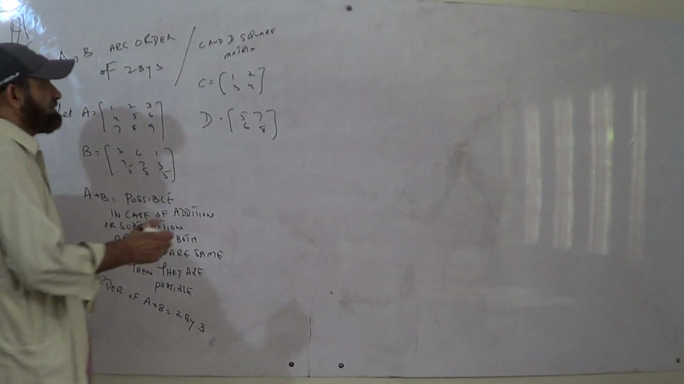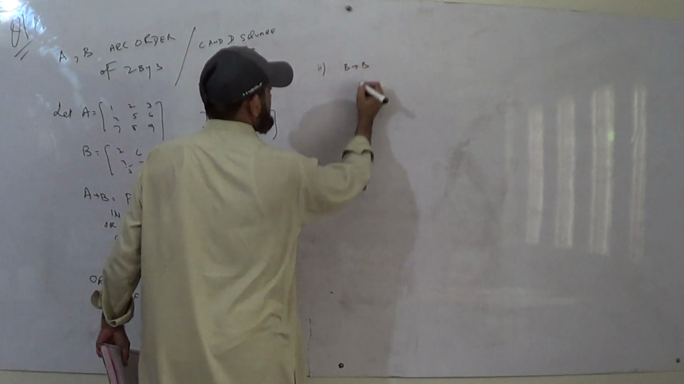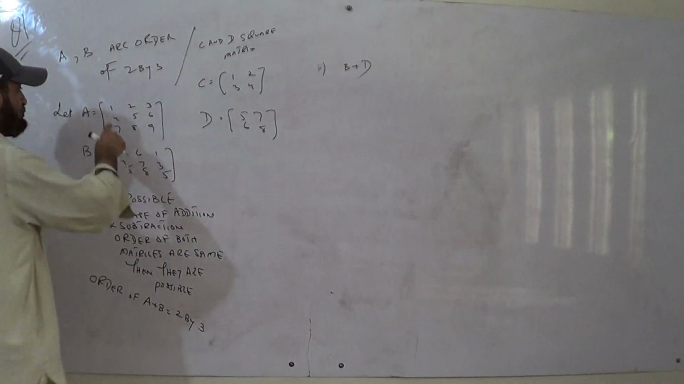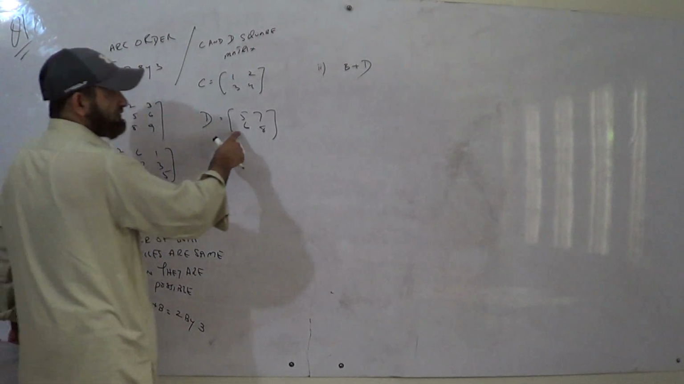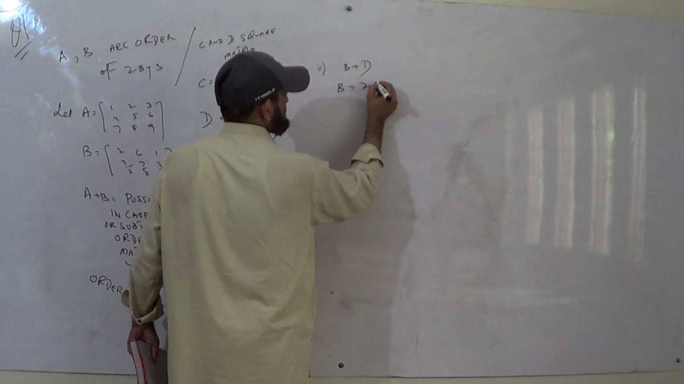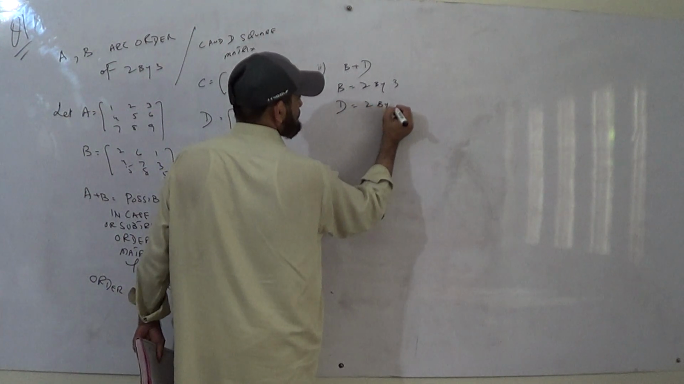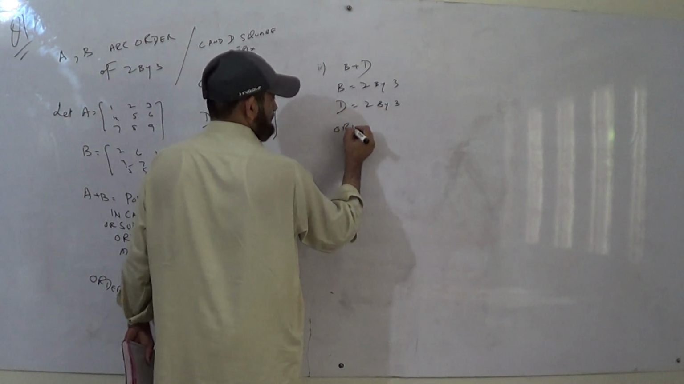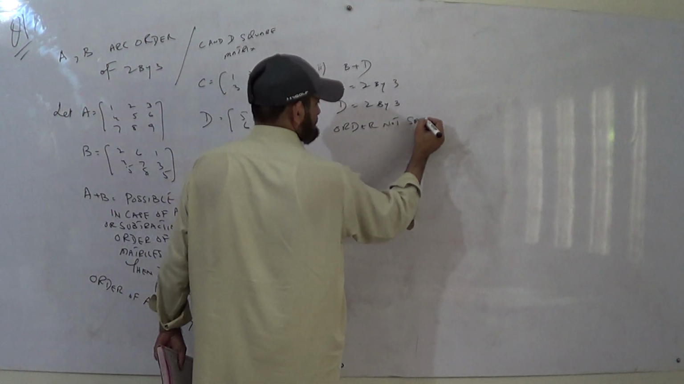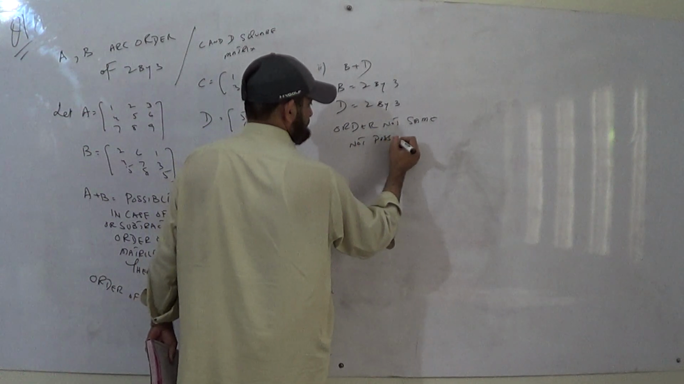Now, part B, B plus D. The order of B is 2 rows, 3 columns. The order of D is 2 rows, 2 columns. B is 2 by 3 and D is 2 by 2. Order not same. Not possible.